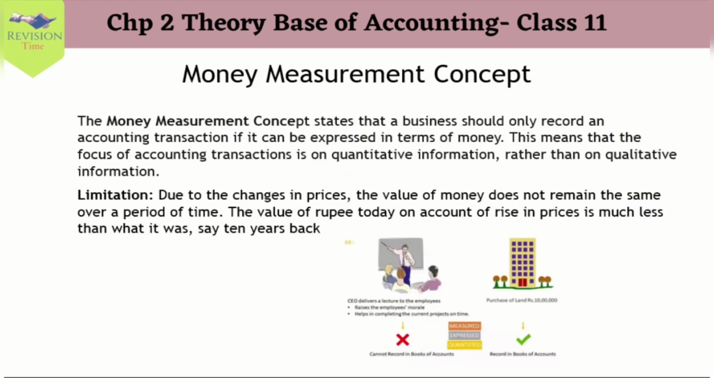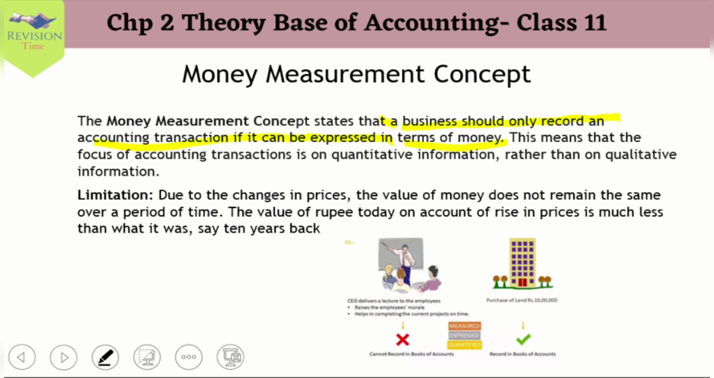So next we have the money measurement concept. While we were studying the process of accounting, the first step, identification of accounting, we clearly studied that a business records only those transactions which are related to the business and are expressed in monetary terms, which have money value. This concept speaks about the same. It states that a business should only record accounting transactions which are expressed in terms of money.